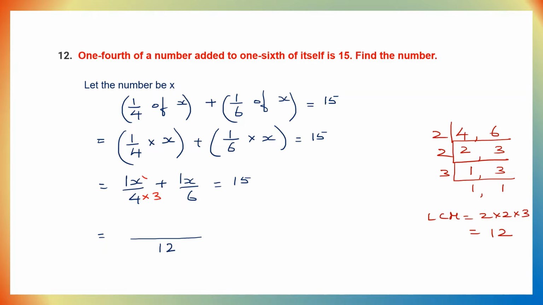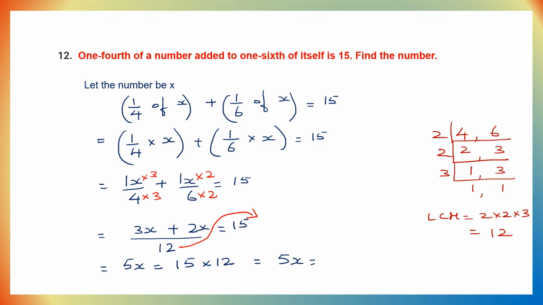4 3's are 12. So 1x into 3 will be 3x. 1 into 3 is 3 plus 6 into what is 12? 6 2's are 12. So I multiply this by 2. So 1 2's are 2, 2x is equal to 15. Now 3x plus 2x is 5x. 5x is equal to 15 into 12. How did that become into 12? Here it is division. When it goes to the right hand side, it becomes multiplication. So 5x equals 15 into 12.